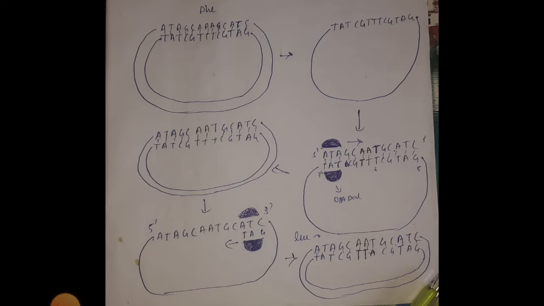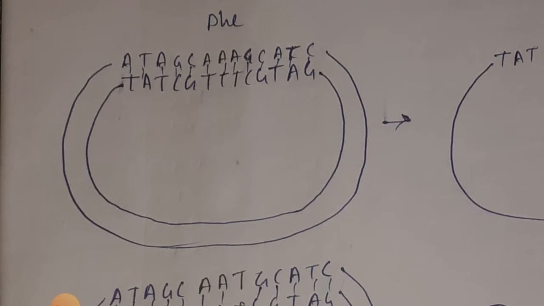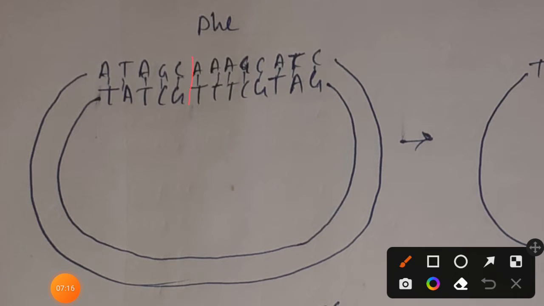So let's talk about how it will happen. First of all, we will take a double stranded DNA molecule that will contain the gene that will encode the protein containing the normal amino acid. That is phenylalanine in this case. Here the AAA will facilitate the production of phenylalanine.